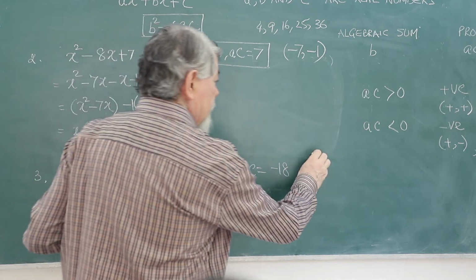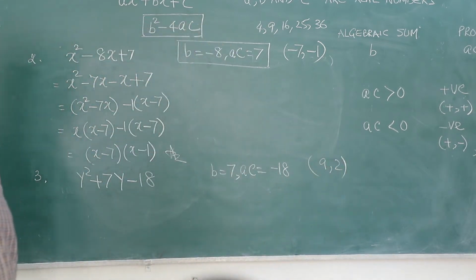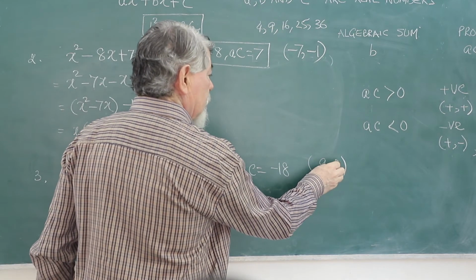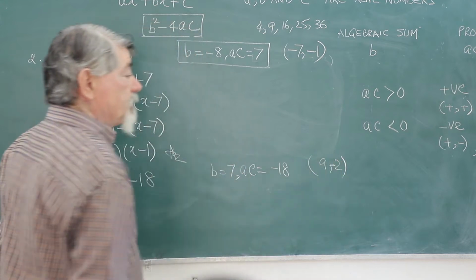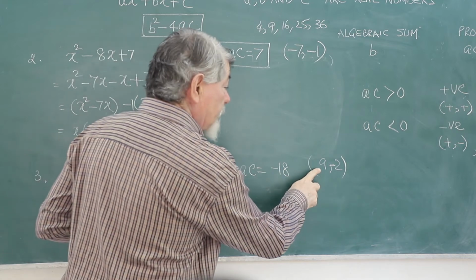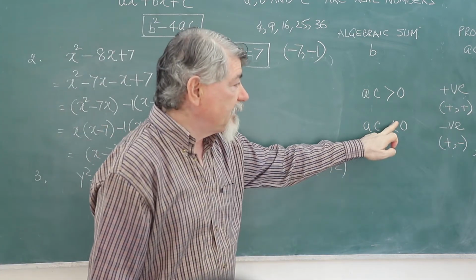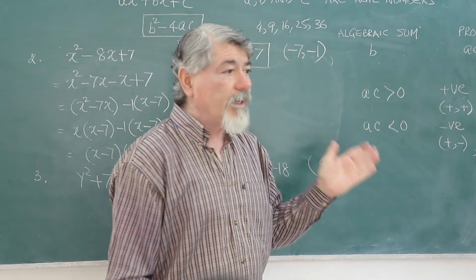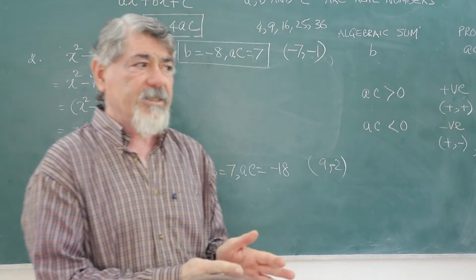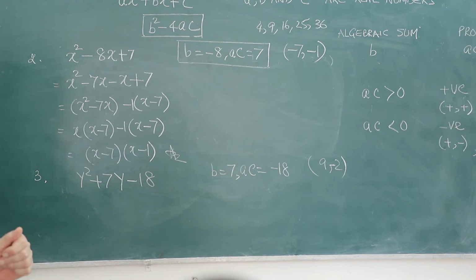Like 9 and 2. 9 twos are 18. The difference of 9 and 2, 9 minus 2 is 7, and when you multiply 9 into minus 2, you will get minus 18. I told you if AC is less than 0, then both the split terms will be of different sign, not of the same sign. One will be plus, the other would be negative.